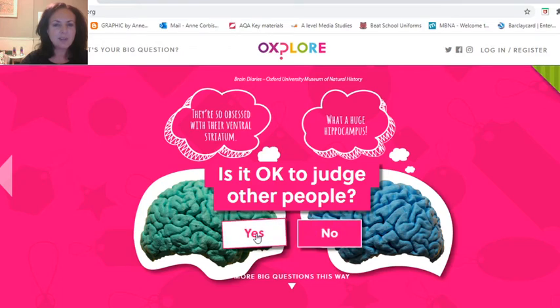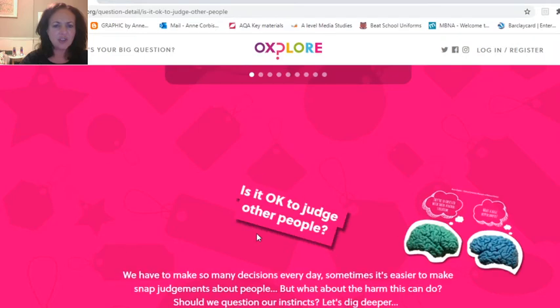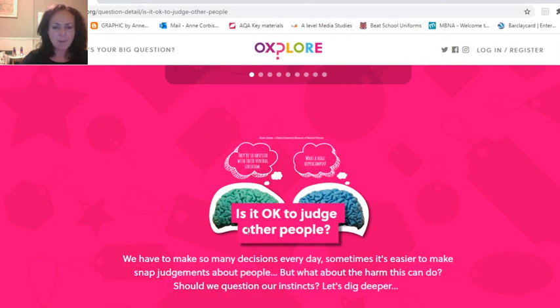So let's just be controversial and say, yeah, let's judge other people. And it comes up with some information for you here. We have so many decisions to make every day. Sometimes it's easier to make snap judgments about people. But what about the harm this can do? Should we question our instincts?